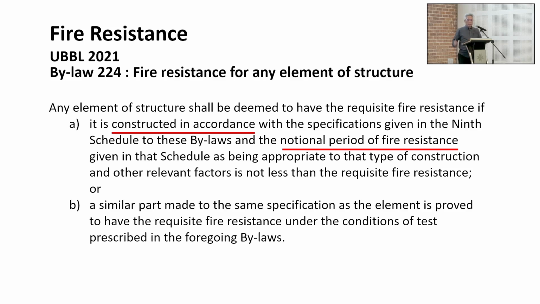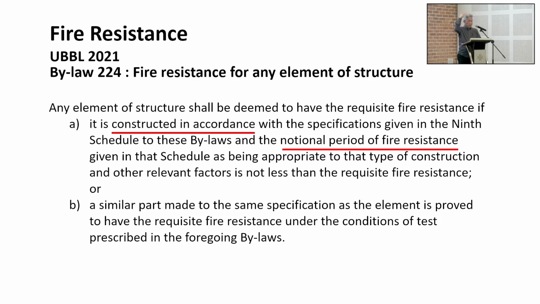Right, then you talk about fire resistance. So how do we determine the fire resistance of that element? It says any element of structure, and when I say element of structure, we mean the 9 elements that we mentioned already, particularly the 4 walls, shall be constructed in accordance to the specifications given. It goes back to the 9th Schedule again.